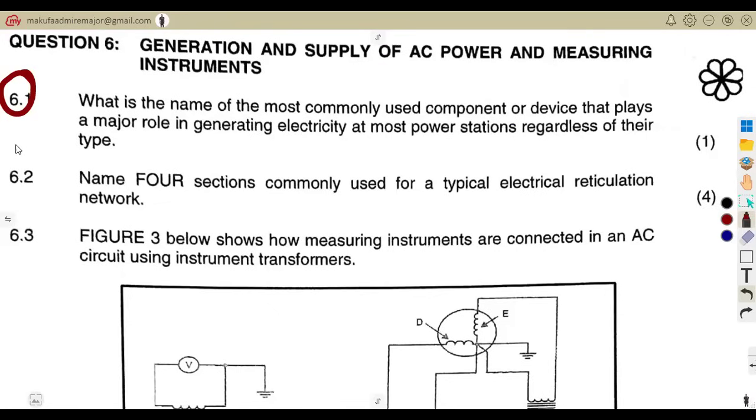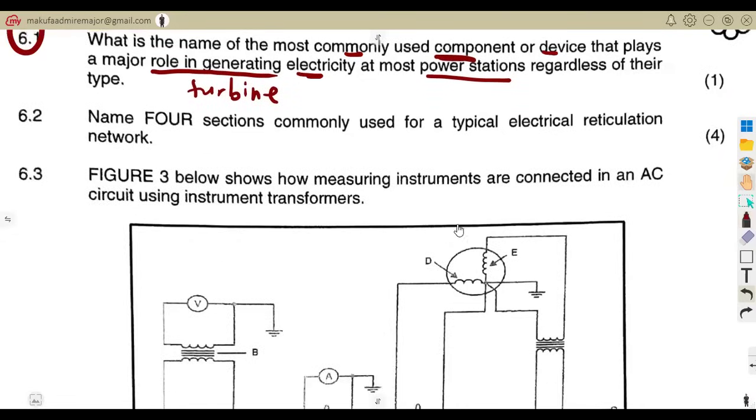What is the name on question number 6? What is the name of the most commonly used component or device that plays the major role in generating electricity at most power stations, regardless of their type? The most commonly used component or device, guys, is a turbine. Without a turbine, can we get this electricity? No, guys, we need the turbine.